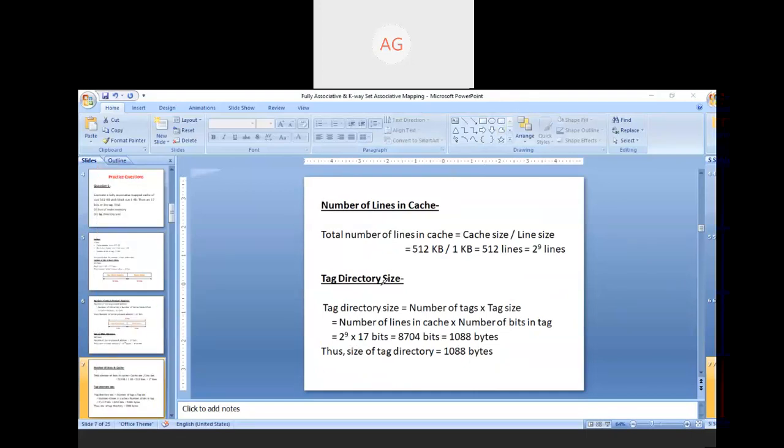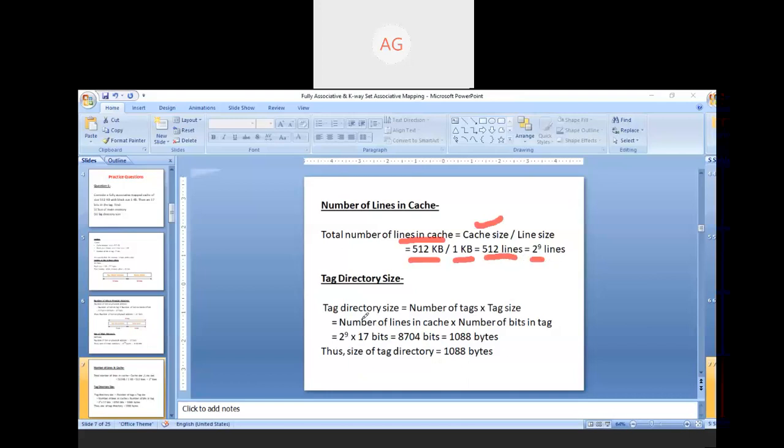Now the first part of the numerical is completed. So now we need to move to the second part, the tag directory structure. Before finding the tag directory structure, we need to find the total number of lines in the cache. It can be found by using the formula cache size upon line size. The cache size is given to us, which is 512 KB, and the line size, which is equivalent to the block size, is 1 KB. So KB and KB cancel out, and 512 lines are there in the cache. We need to convert it into powers of 2. So 512 is 2 to the power 9.